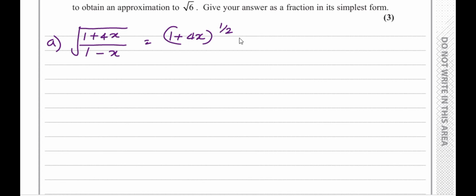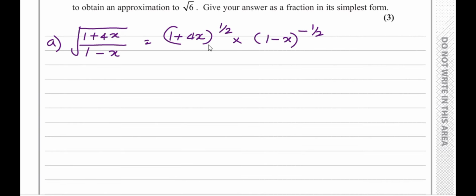So let's write out this expression. It's going to be square root of, in the numerator, 1 plus 4x over, in the denominator, 1 minus x. Okay, this can be written as 1 plus 4x to the power of half times 1 minus x to the power of minus half, because this is also square root but appearing in the denominator. So you can see here there are 2 binomial expansion formulae going on here.